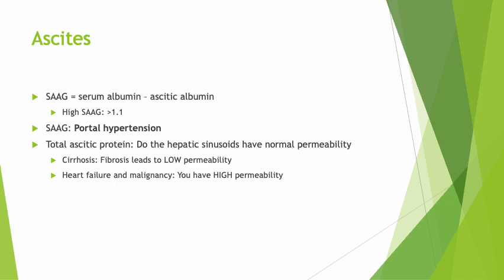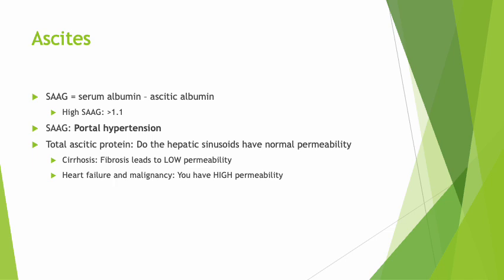And the way to think about total ascitic protein is, do the hepatic sinusoids have normal permeability so things are able to move across? So if you think about it, for something like heart failure, you're going to have portal hypertension because you have backup, so you'll have a high SAAG, but the liver itself, the hepatic sinusoids, will have normal permeability, so the total ascitic protein will be high.